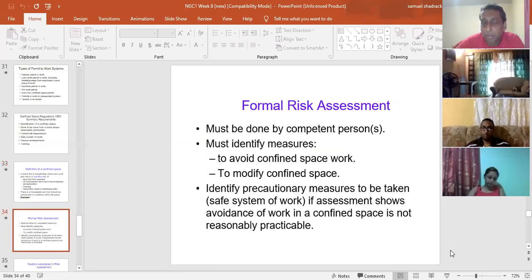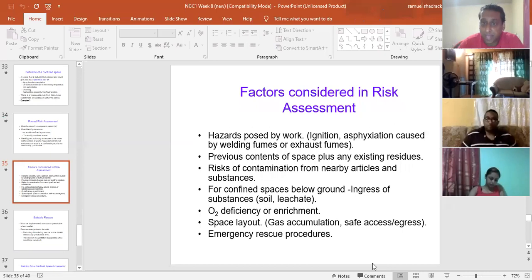And what must be done? Well, the idea here is to use the hierarchy of control: avoid working in the confined space, or maybe modify the confined space. And this is if you do have to work in a tank. Factors to consider in a risk assessment for confined space work: consider what is the hazard posed by the work. What is the previous content of the space? Maybe it is a tank, so if it had oil in it, there would be hydrogen sulfide.